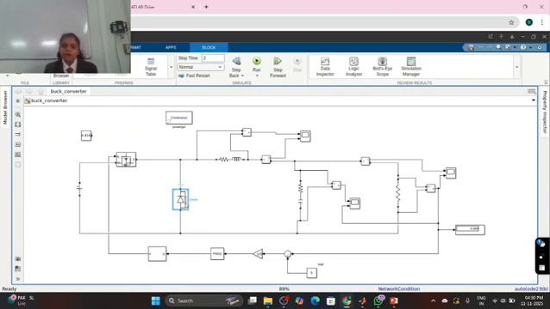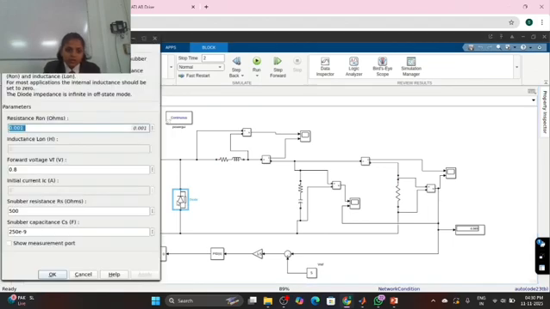The diode provides a freewheeling path for the inductor current when the switch is off. It also prevents reverse flow of current back into the source. The diode ratings are resistance 0.00 ohm, forward voltage 0.0, and snubber resistance 15.